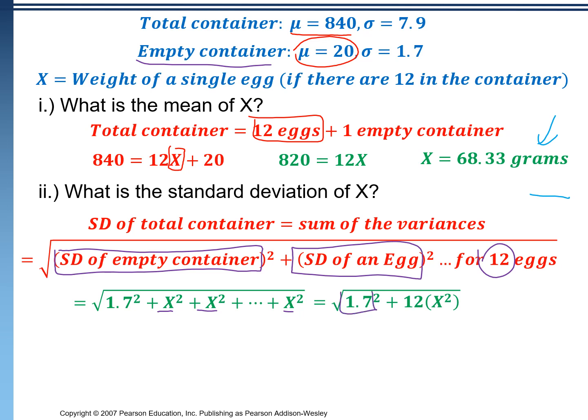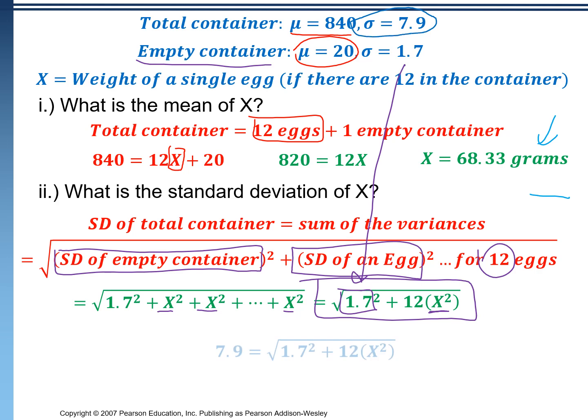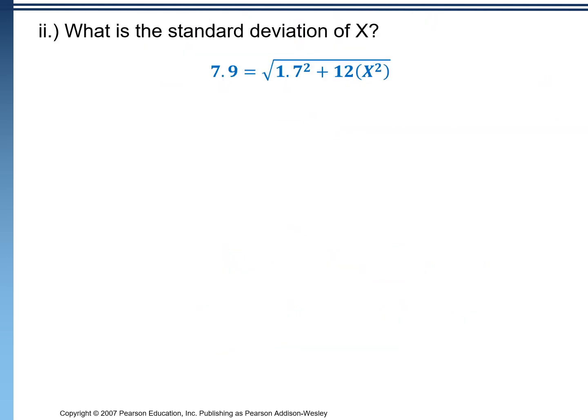So 1.7 is from this up here. 12 times x squared, that's what we're looking for. And then the last thing that we can fill in here is that we know what this is going to equal. This is going to total our standard deviation for the entire container, which is 7.9. So this gives us our equation. Now, if you've gotten this far, you'll probably get the question correct, although the hardest part is really coming up with this equation because you have to understand how we combine variances.